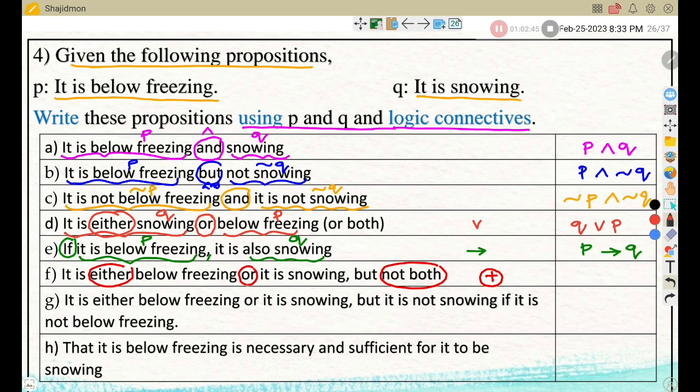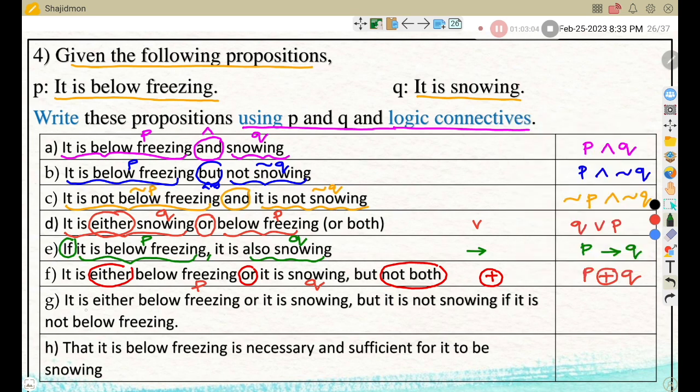It is either below freezing. Below freezing means P. It is snowing means Q. But not both means XOR operation. So P XOR Q. Clear? Now question number G.